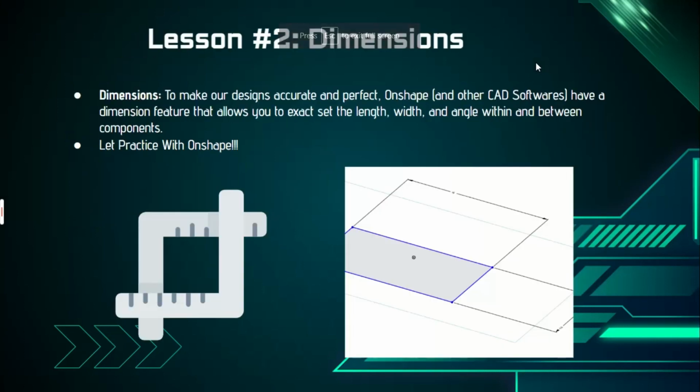So lesson 2, we'll be looking at dimensions. Dimensions are extremely important because when looking at CAD, you always want to be as exact as possible with dimensions. You can see this image right here. This is an example of a dimension below. And so to make our designs accurate and perfect, OnShape has a dimension feature that allows you to set the exact length, width, and angle between different components. So let's practice this with OnShape.